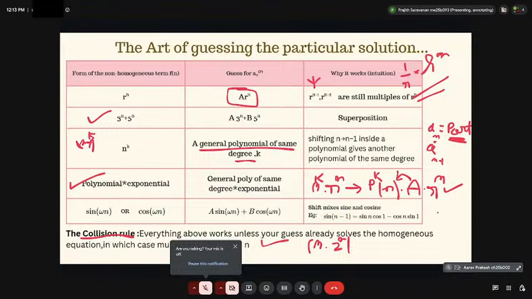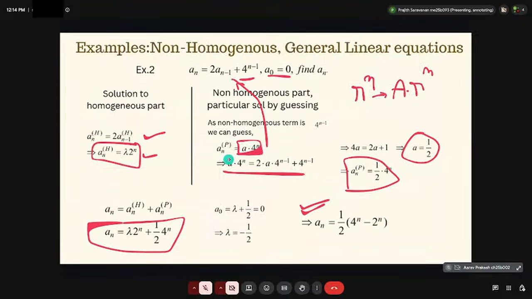Yeah, so why did we guess 4 power n instead of 4 power n minus 1? That is very simple because 4 power n minus 1 is directly 4 power n by 4. So there is no point of writing 4 power n minus 1. It is just a constant multiplied by 4 power n, so that constant gets included in the constant a.